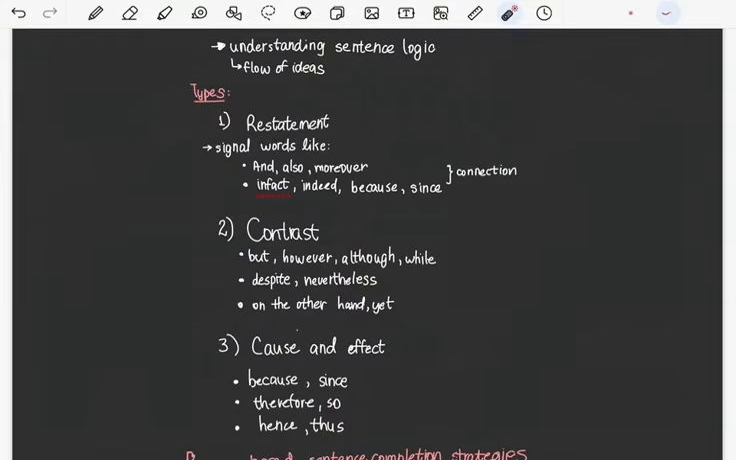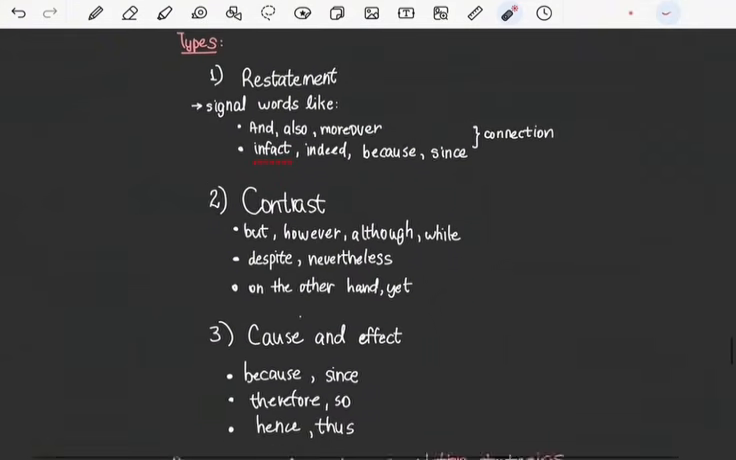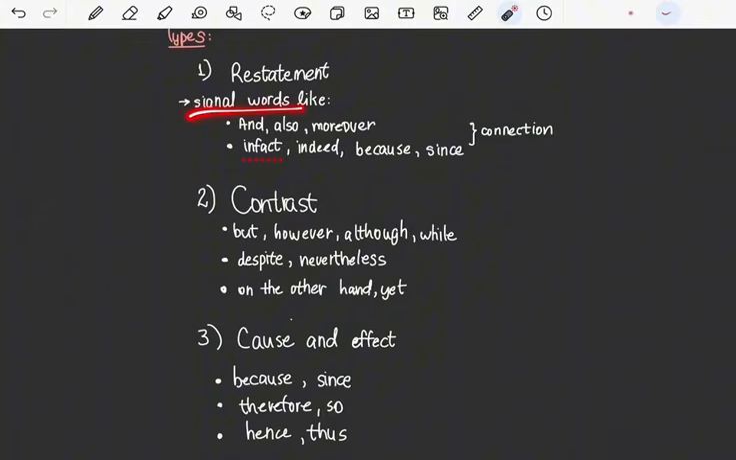So for this kind of context clue, you can look at the signal words like and, also, moreover, furthermore, and you can also look at in fact, indeed, because, since, because they show a connection between your blank and the sentence before it. And this connection is the connection of restatement or continuation. So, in this sense, you can get what the sentence follows and understand the logic of the sentence.